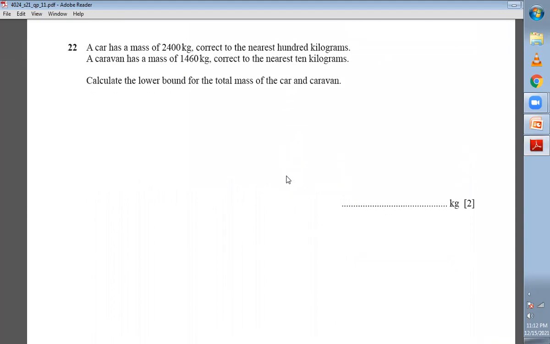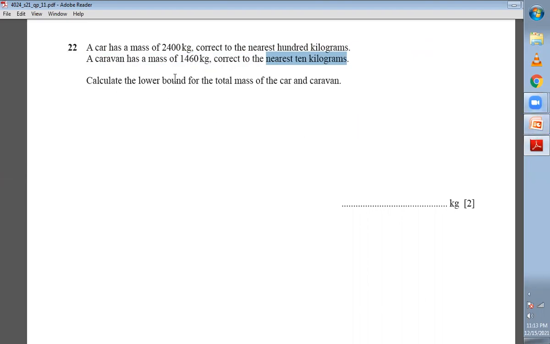Question number 22 says: a car has a mass of 2400 kg, correct to the nearest 100 kilogram. This phrase is very important: correct to the nearest 100 kilogram. So you will write 100 kilogram divided by 2, which is 50, so plus minus 50. And a caravan has a mass of 1460 kg, correct to the nearest 10 kilogram. For the nearest 10 kilogram, you will write 10 kg divided by 2, and it will be plus minus 5 kg.